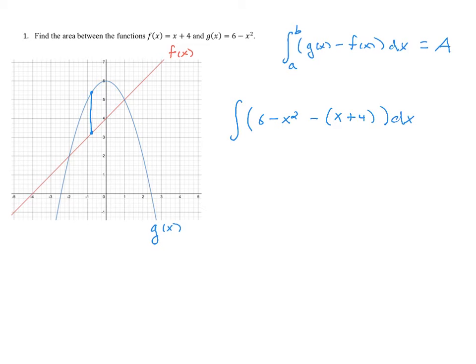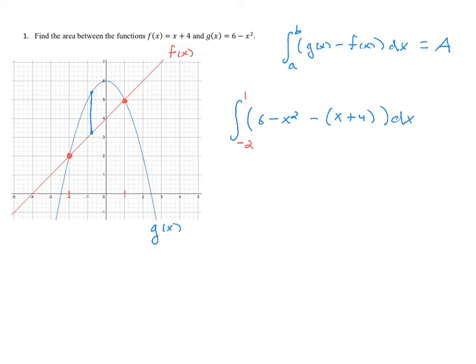But there's something else I need to know too. I need to know, where does the area that's bounded start and where does it stop? I mean, I can read it right off the graph because I have it labeled here. It's going to go from -2 here to +1.